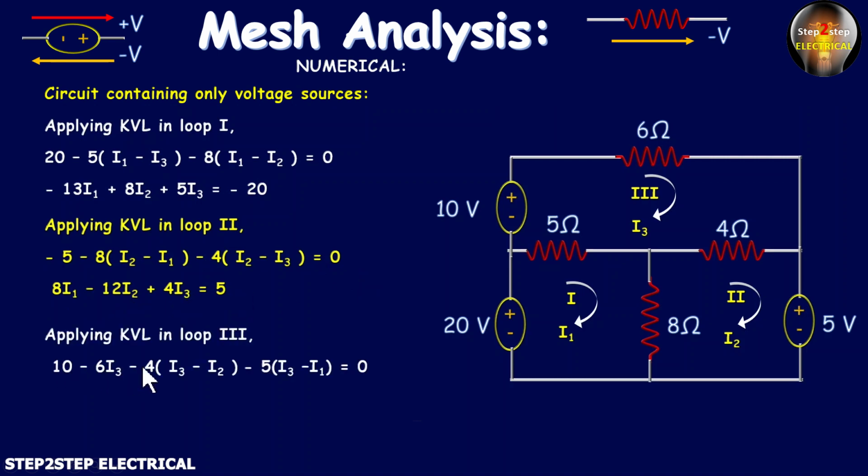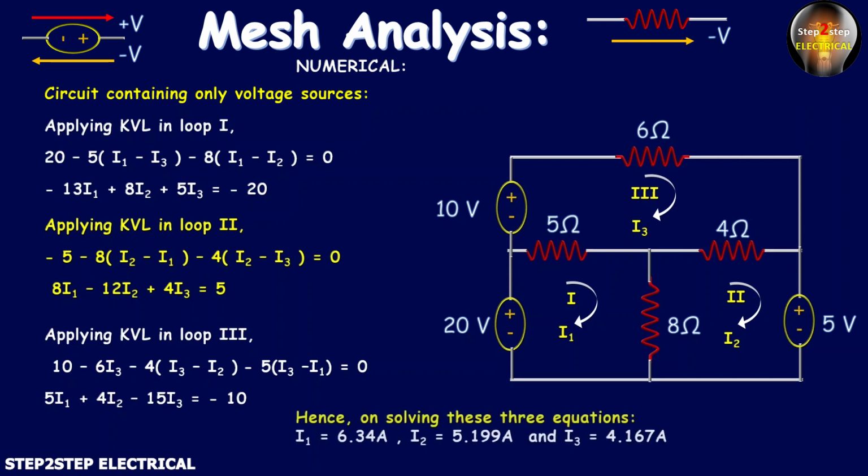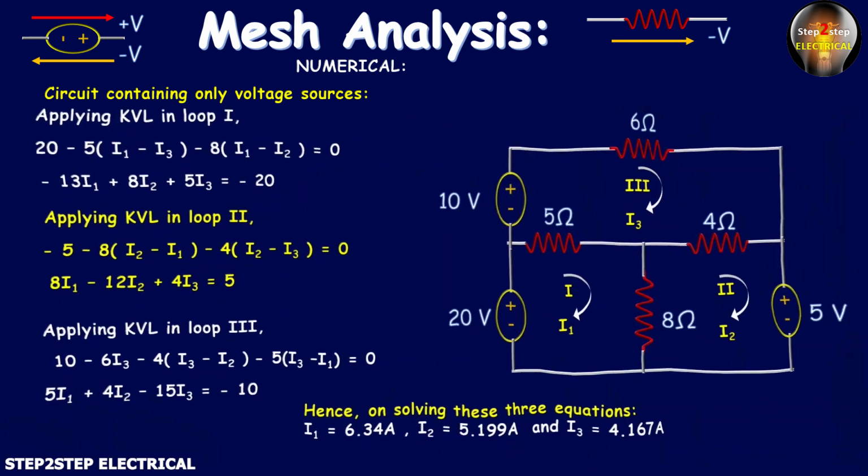For loop 3: 10 minus 6 I3 minus 4 (I3 minus I2) minus 5 (I3 minus I1) is equal to 0. On simplifying we can write 5 I1 plus 4 I2 minus 15 I3 is equal to minus 10. On solving these three equations we can get the values of the currents: I1 equals 6.34 ampere, I2 equals 5.199 ampere, and I3 equals 4.167 ampere.